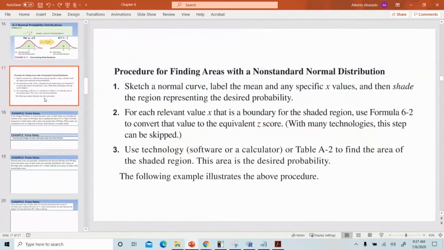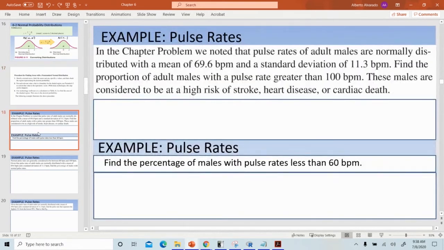So with that said, what are we going to do? Sketch a curve just like we've been doing, shade the region that you want the probability of, and then for each relevant x that you're interested in, calculate a z-score, and then we'll use technology to find the area. And then I'll show you that you can skip step 2, where you don't really have to calculate a z-score. However, you should know how to calculate a z-score because it will be asked in different ways. I'll show you the shortcuts, but I also expect you to know the logic behind all these steps and how to calculate a z-score in this case.